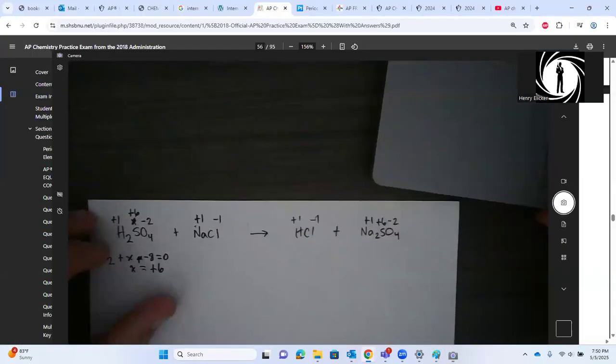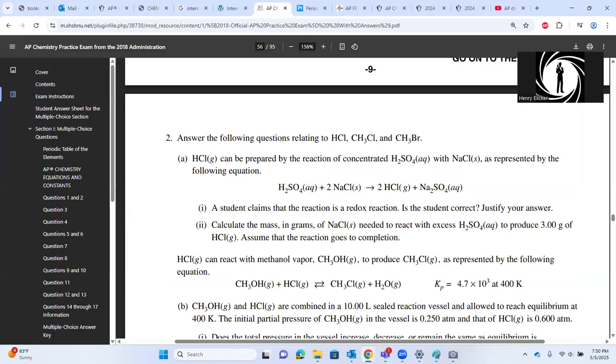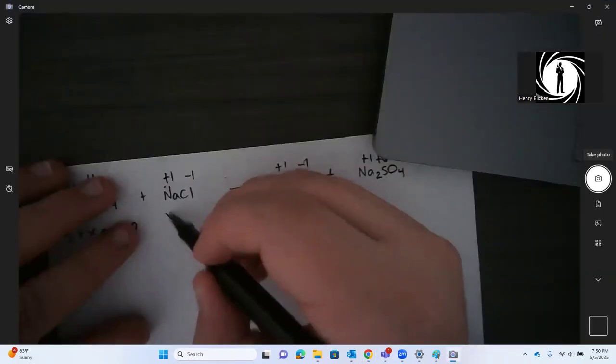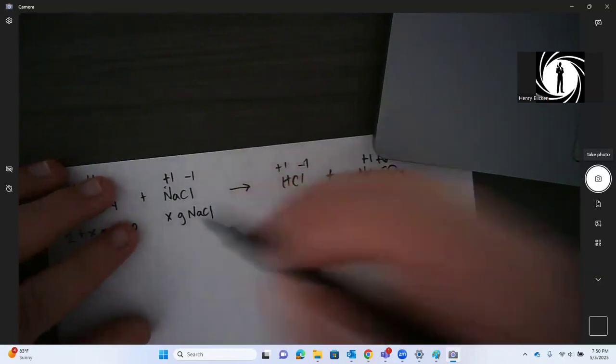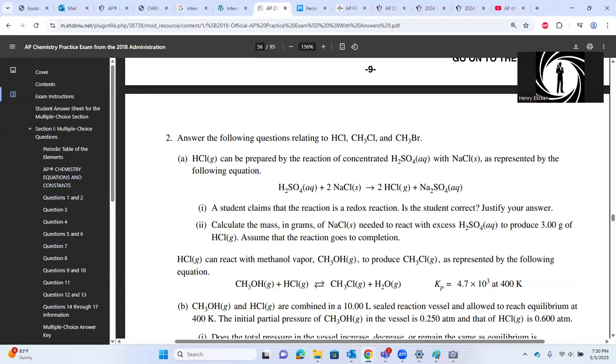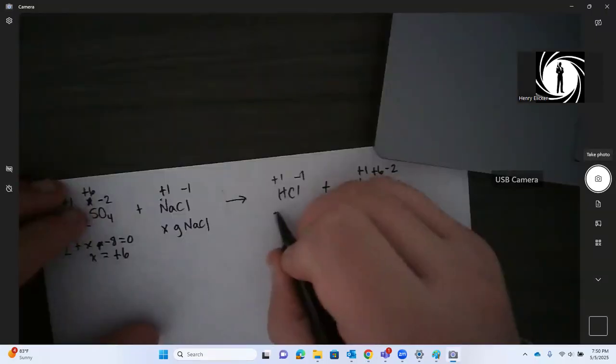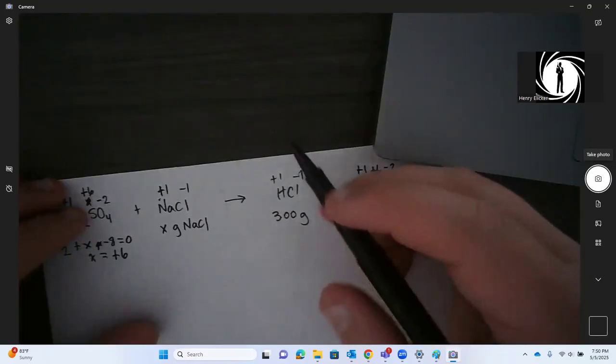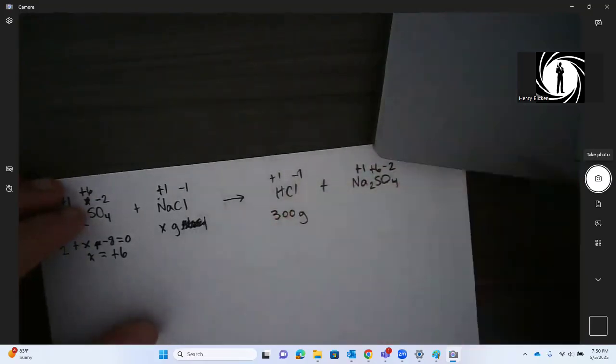All right. What about the stoichiometry? It says calculate the mass in grams of NaCl needed to react with a known excess of H2SO4 to produce 3 grams of HCl. Okay, I guess I didn't need to write that, it's redundant.